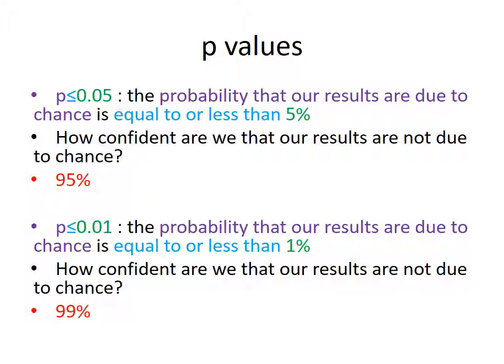So you'll never have a piece of research that has a level of significance that is, say, p equal to or less than 0.06. Okay, because that would be not strict enough for psychology to accept.